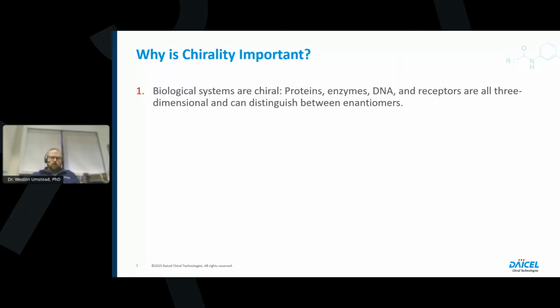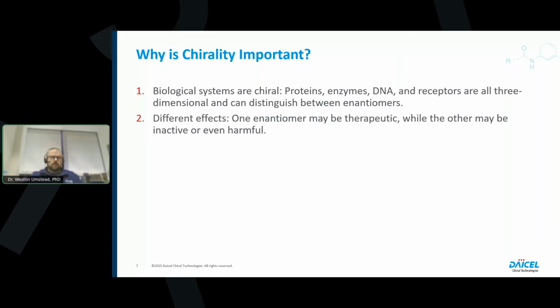So why is chirality important? Again, just covering some of the very basic things here before we start our conversation about more heavy topics like the separations mechanism. Obviously, biological systems are chiral. Most of the things that we see in nature, proteins and enzymes and DNA, are all three-dimensional, and they can oftentimes distinguish between enantiomers differently. If you introduce a particular mixture of compounds, they may or may not bind differently or result in a different effect, whether it's the R or the S enantiomer.